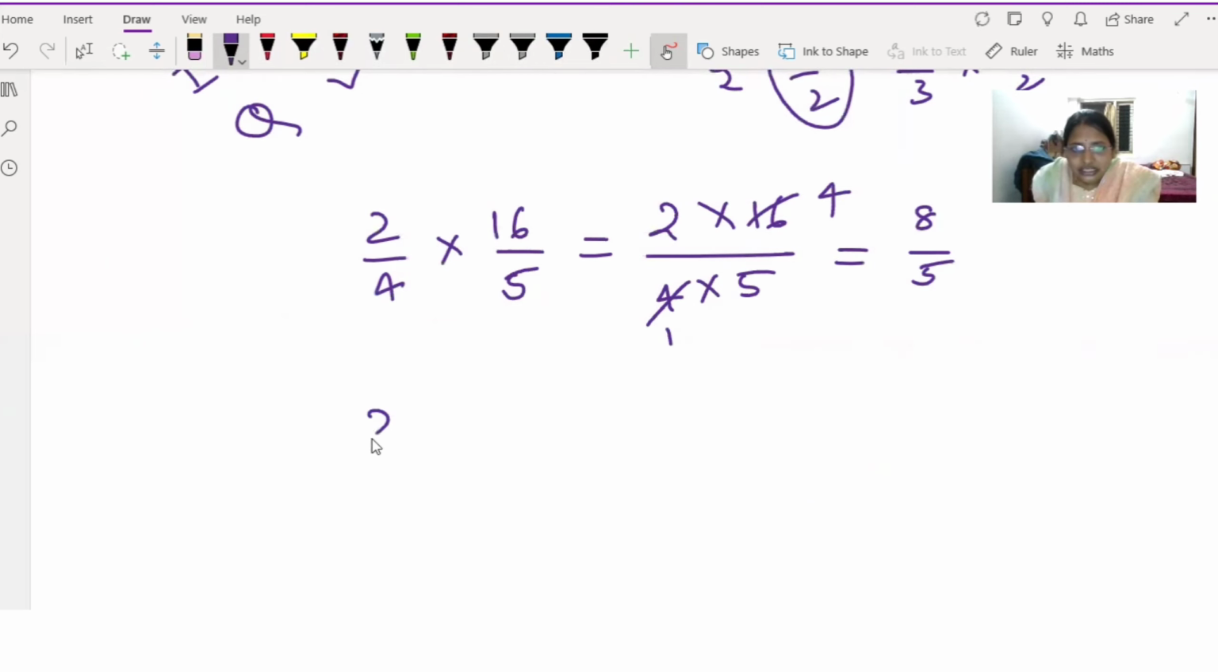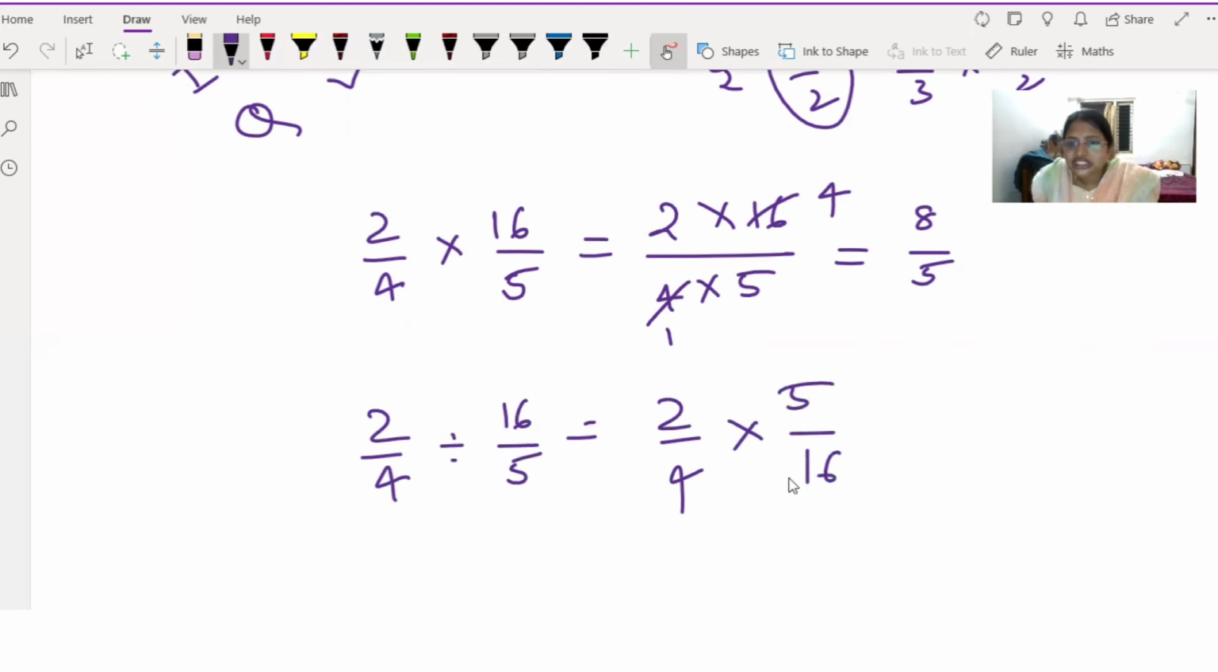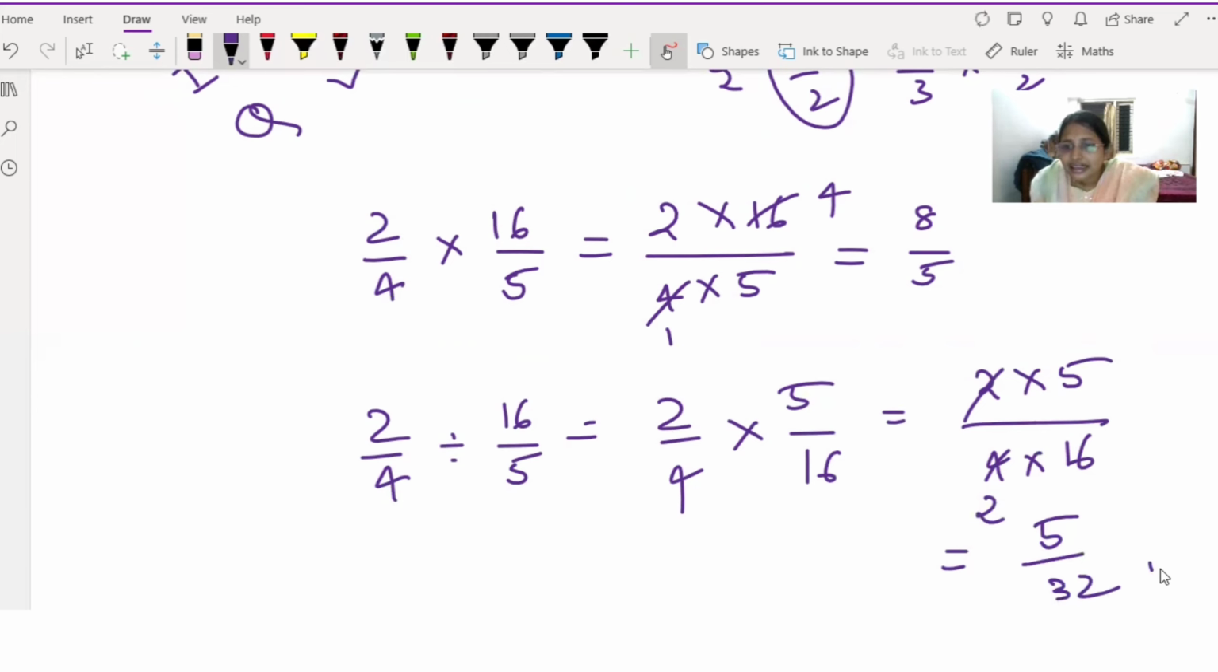Okay. Division of rational numbers. Write the first rational number as it is. Division becomes multiplication. The fraction becomes its reciprocal. So now division became multiplication. Same process: product of numerators by product of denominators. Cancel if anything can be canceled. Simplify if anything can be simplified. Multiply the leftover numbers and write the answer. Am I very clear?